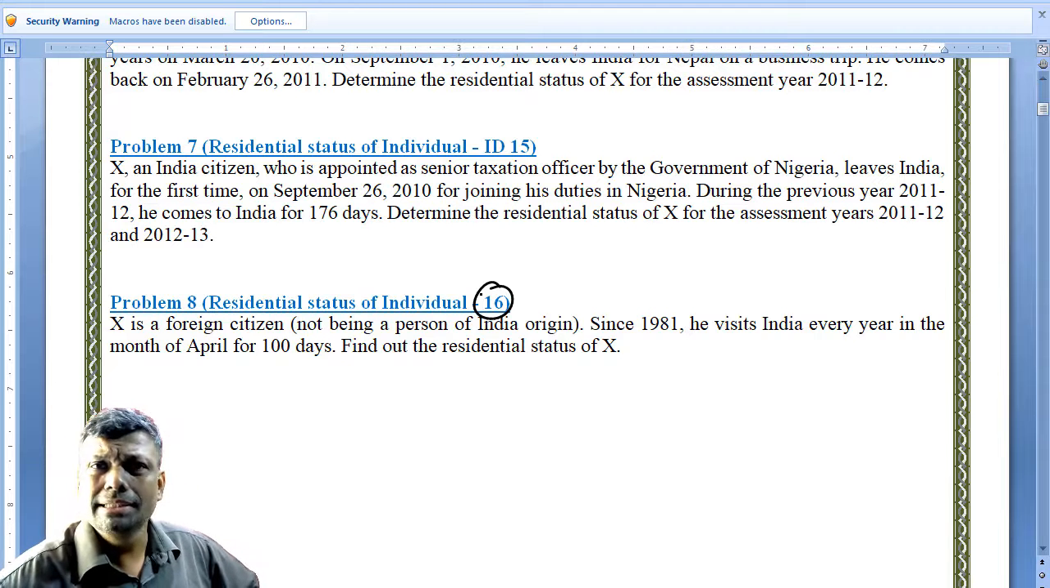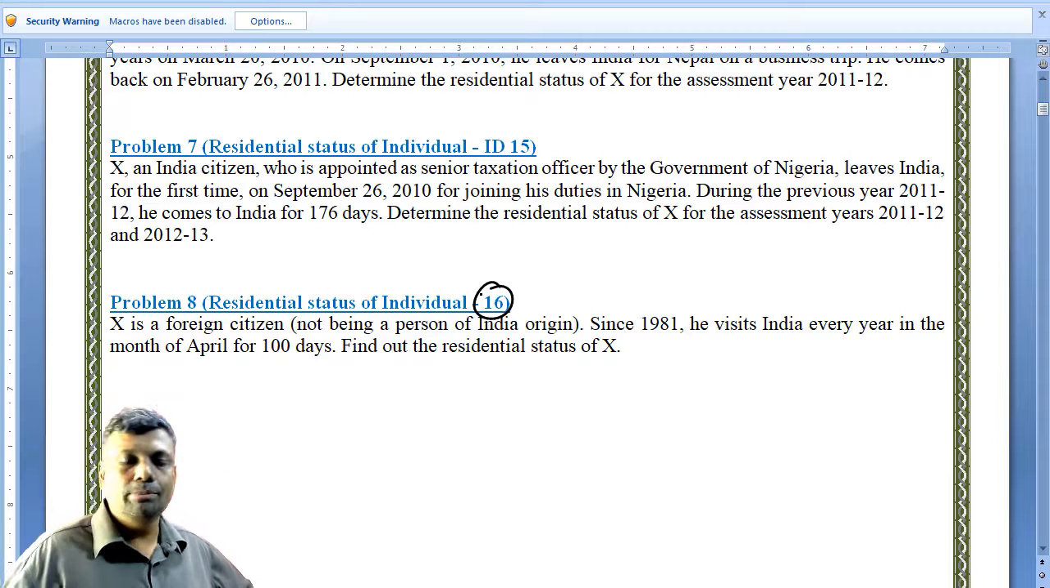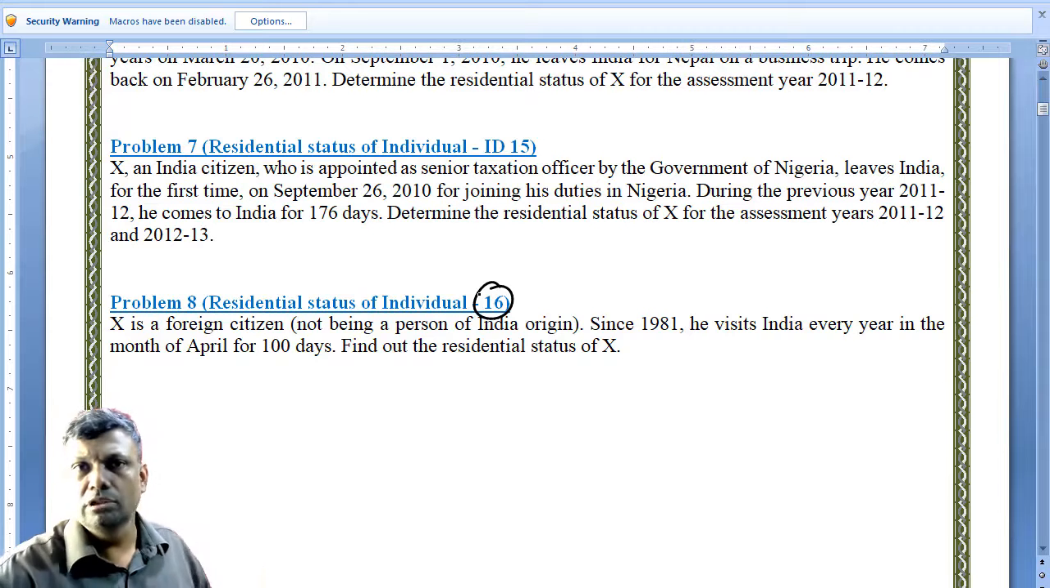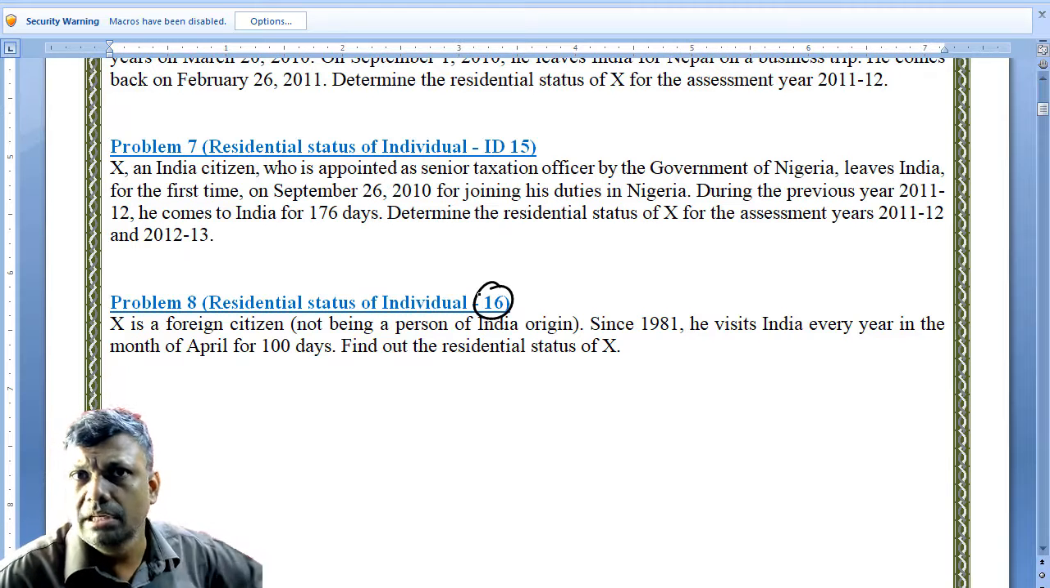It's a good examination-type question. This was just a 2-line question, but you have to do a lot of working, and you just need to understand the logical aspect of a question like this. Sometimes a question will tell you that every year he comes for 80 days, some question says 110 days or something like that.